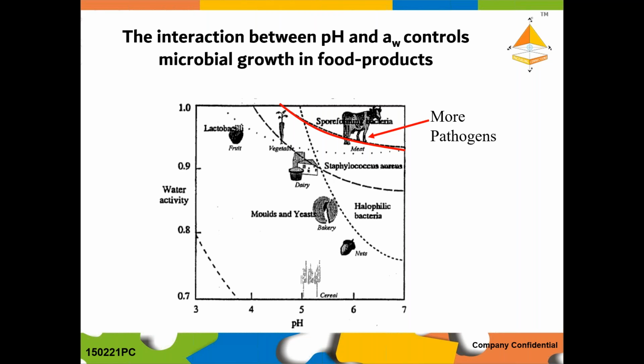So higher the pH, more water activity, more pathogens. So you can see how things are happening. Bakery, fruits, animal, meat, different bacteria, just to give you an idea.